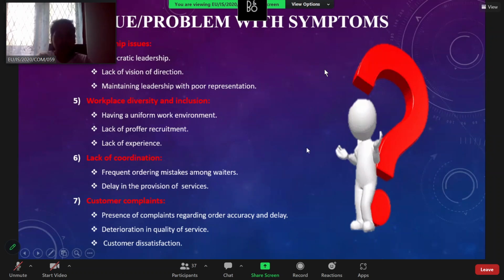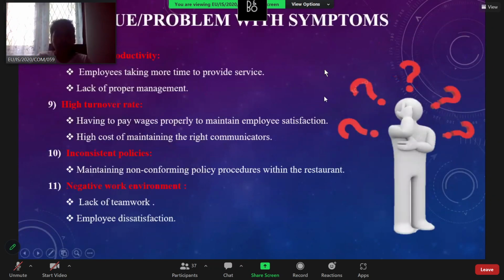Number 7, customer complaints. This issue has led to complaints regarding service quality, order accuracy, and delays. Number 8, decreased productivity. Lack of effective communication has led to decreased productivity and an increase in inefficiency in the restaurant. Employees spend more time resolving misunderstandings and correcting mistakes than focusing on providing excellent customer service.